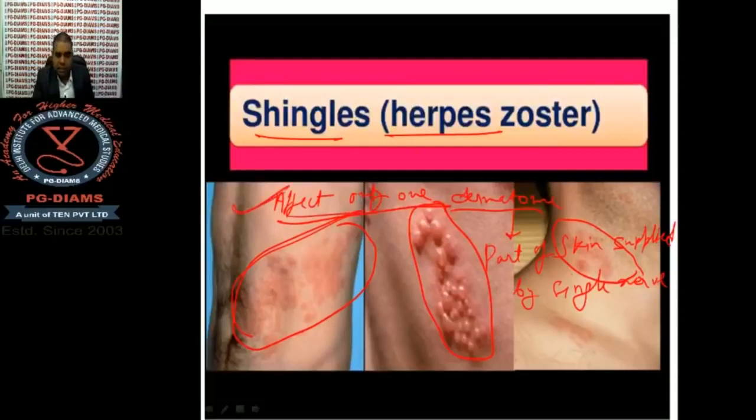Okay, present in one dermatome only, just one dermatome. Even if it is present in two areas, both of these areas are supplied by a single nerve. So it affects part of the skin that is supplied by one nerve. If it would have been spread all over, like if the lesion is also here, the lesion is also in this whole area, it cannot be herpes zoster. Okay.